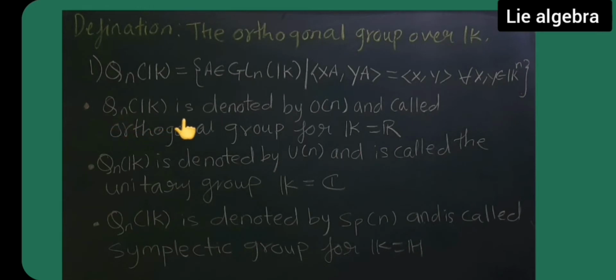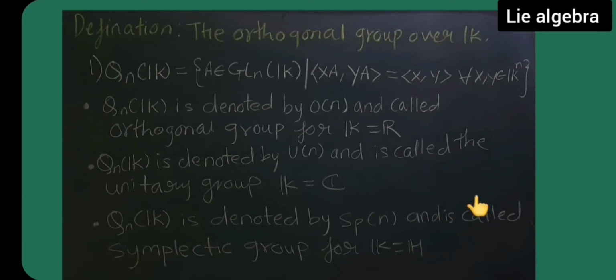Now here my Qn of K is denoted by On if K is equal to R, and it is called the orthogonal group. If Qn of K is denoted by U of n, it is called the unitary group, for K equal to C. C is complex, R is real. Then Qn of K is denoted by Sp of n and is called the symplectic group for K equal to H. H is the quaternion.